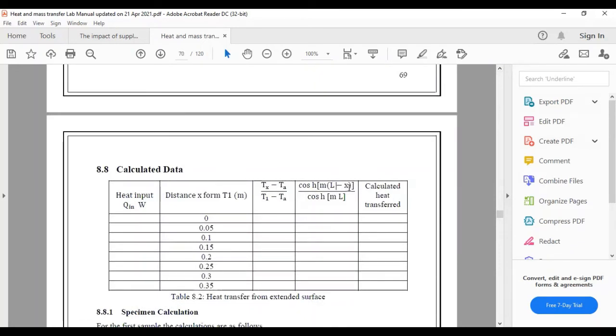Length L is already given. X, I already mentioned, is the distance of the respective temperature sensor from T1. So for T1 you will use X as 0, then for the next value you will use 0.05, and for the next value you will use 0.1. So all values are given.